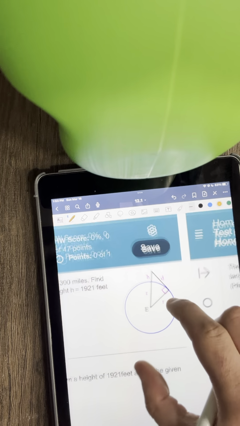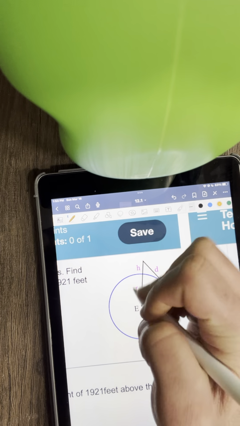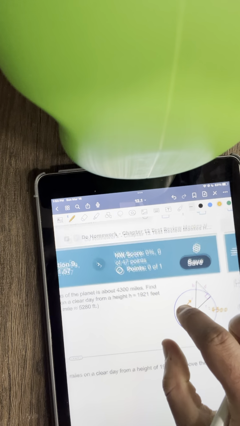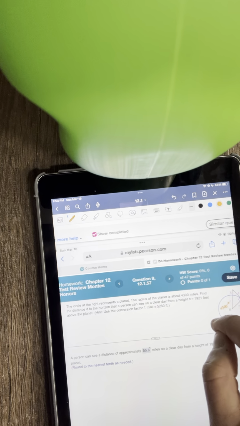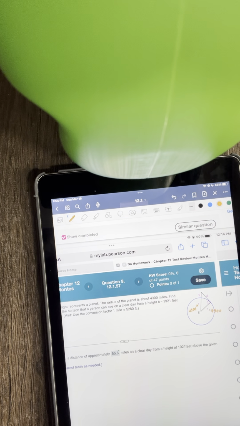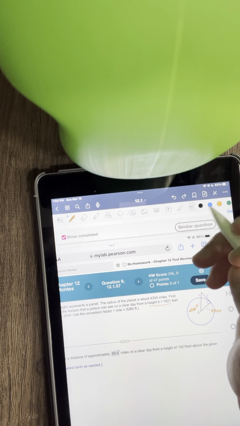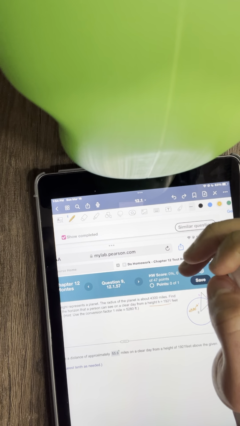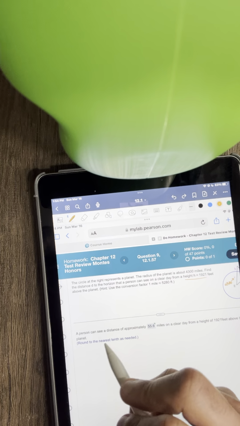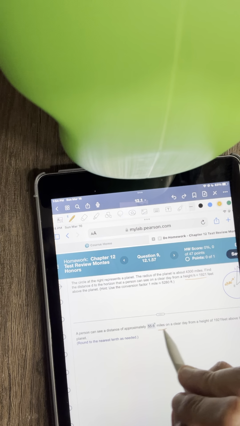So let's write that down. The radius is 4,300. That means that this guy's also 4,300. Find the distance d to the horizon that a person can see on a clear day from a height, which is h, this guy, of 1921 feet. A person, and now let's answer the question. A person can see a distance of approximately blank miles.